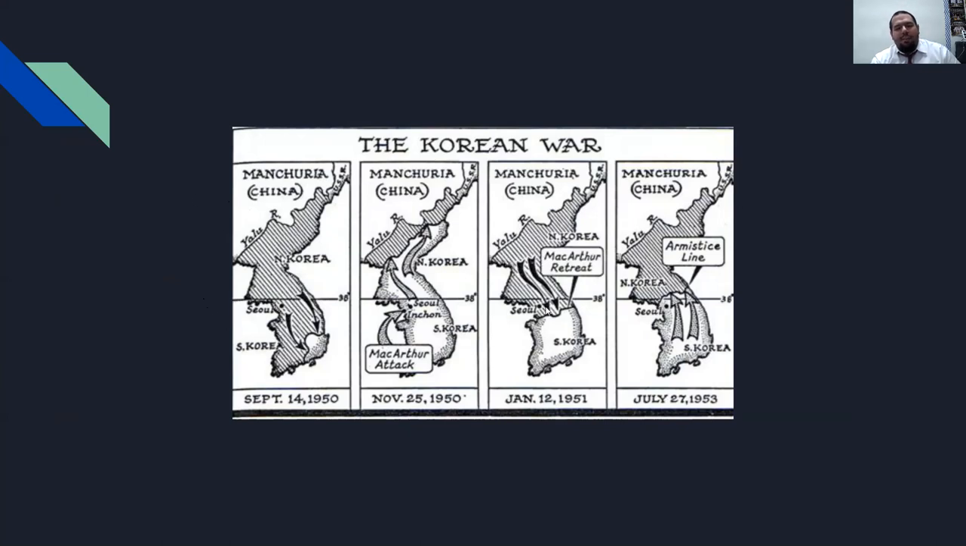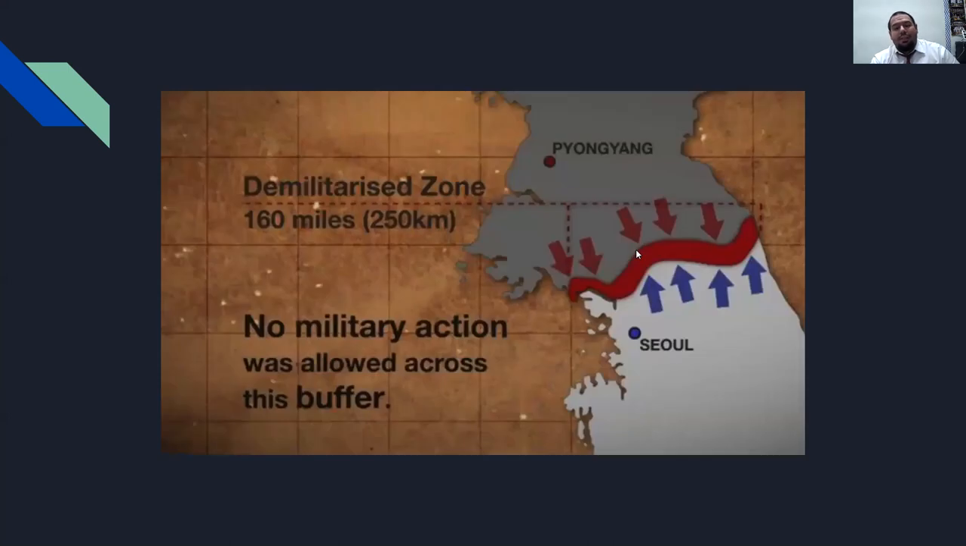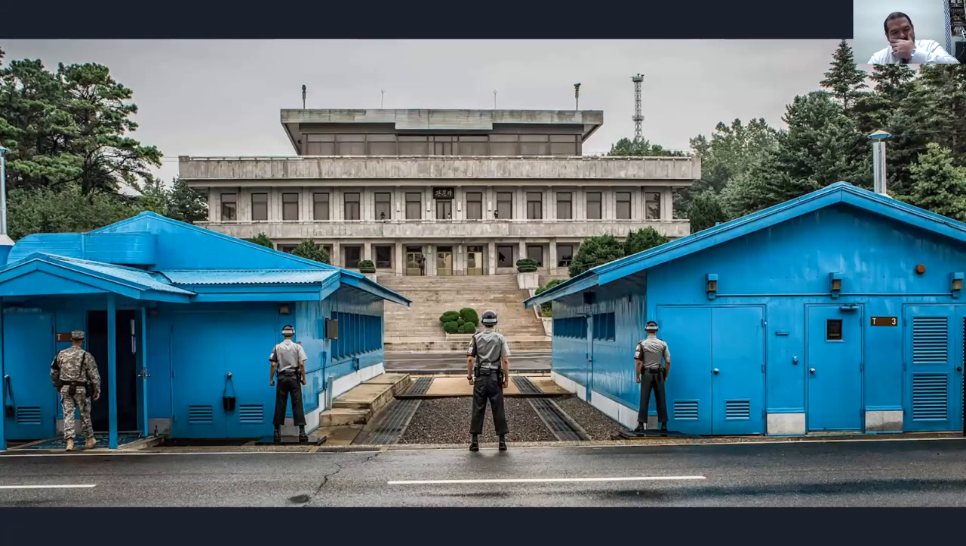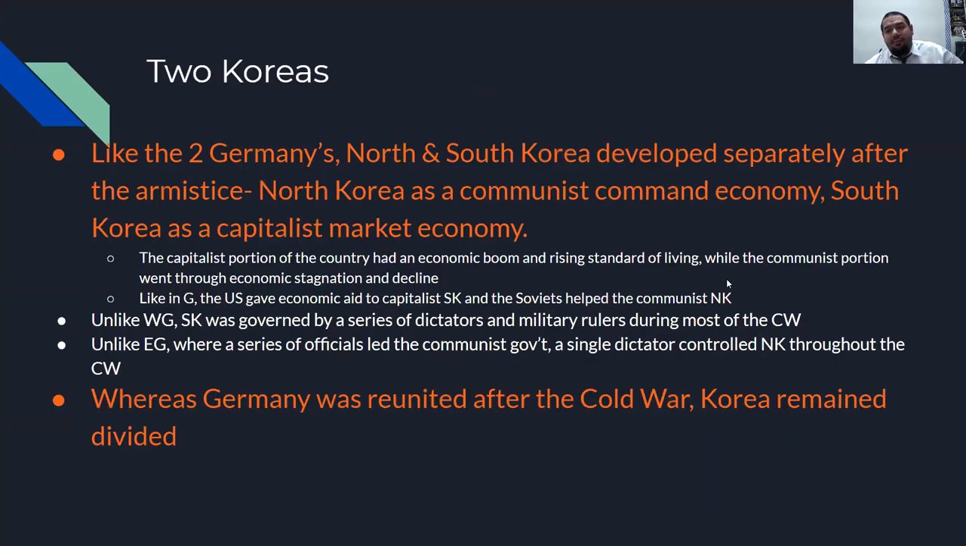So look at it. Here's the 38th parallel. And look how much land was gained by each side. So much land. Here you have the DMZ, or the demilitarized zone, which is right here. And no military action was allowed to cross this buffer. Here's what it looks like today. Barren wasteland. You have North Korea on one side, South Korea on the other, and they stare at each other forever.